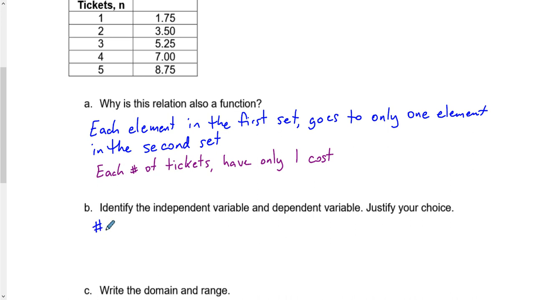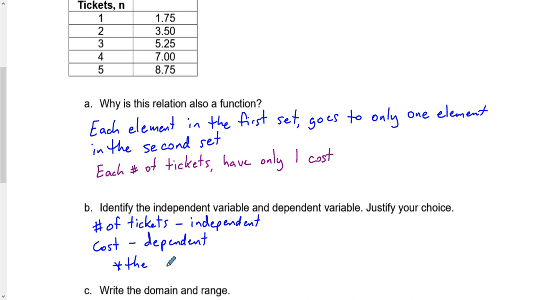So the number of tickets is the independent, and the cost is the dependent. Our justification is, make that actually look like a C. The cost depends on the amount of tickets being sold or being bought.